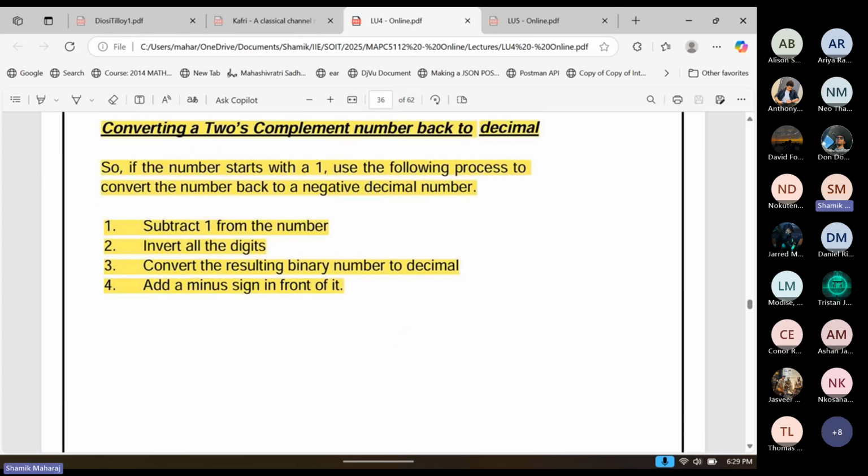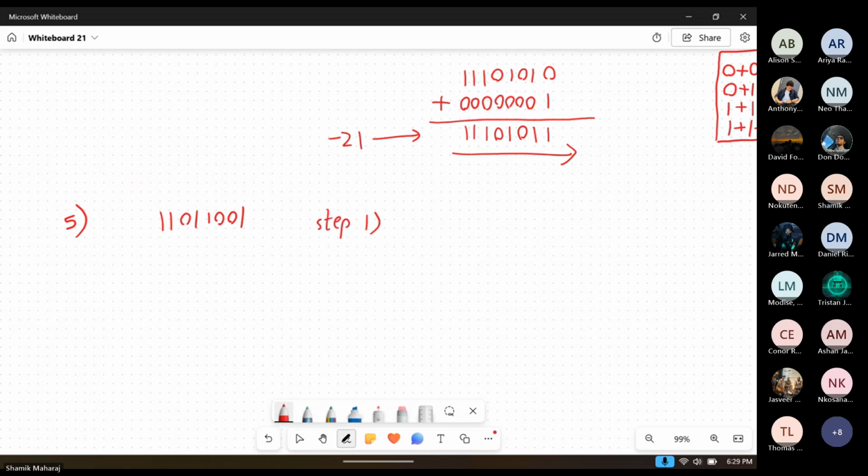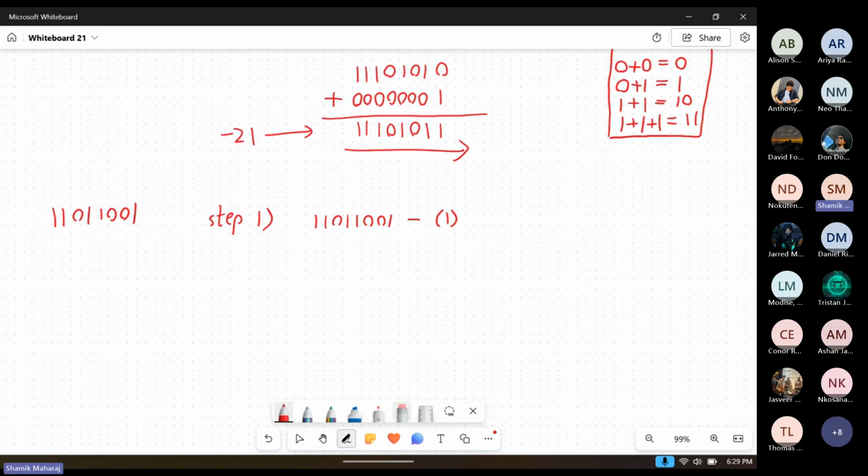So first, subtract 1 from the number. This already gets a bit tricky. Step 1 is already a little bit of a nuisance. So subtracting 1, let's write it here. Step 1, subtract 1. So 1, 1, 0, 1, 1, 0, 0, 1. I'm going to write here minus 1. Let me just write immediately a binary 1. 1, 2, 3, 4, 5, 6, 7, 8.